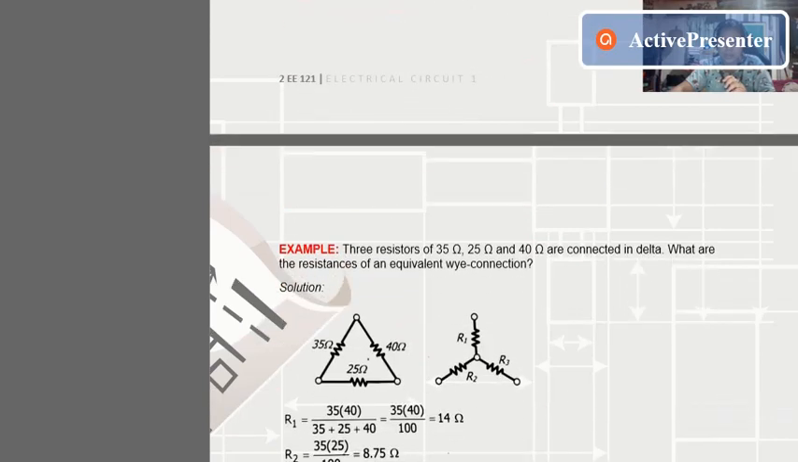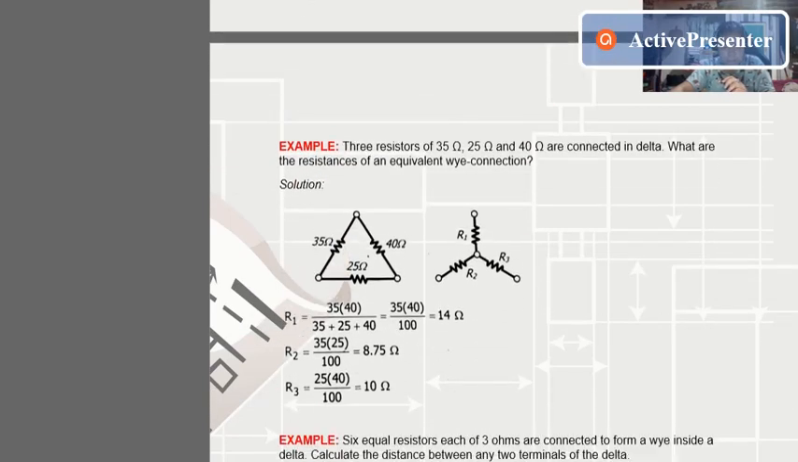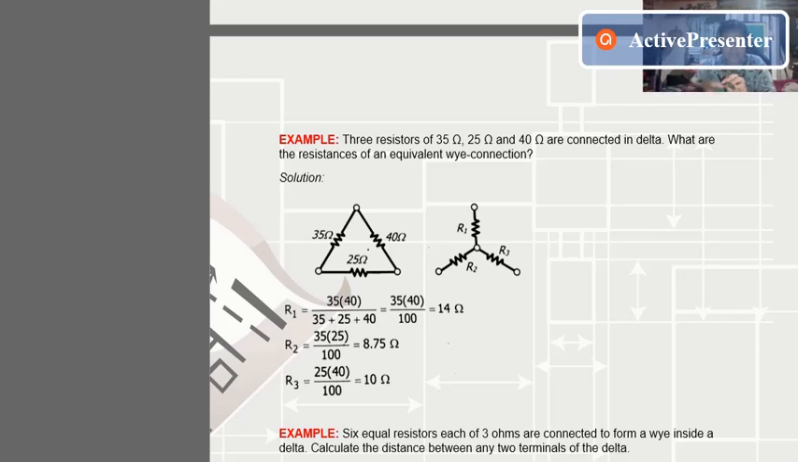So let's have our example for delta Y conversion. For example number 1, three resistors of 35 ohms, 25 ohms, and 40 ohms are connected in delta. What are the resistances of an equivalent Y connection? So it gave us three resistors connected in delta. First we need to draw our figure. We have 35, 25, and 40 ohms, and we need to convert it into a Y connection.